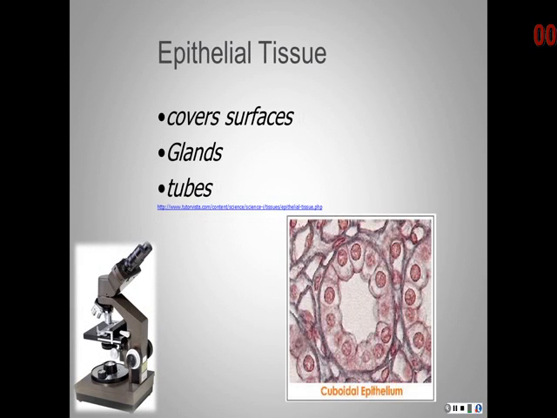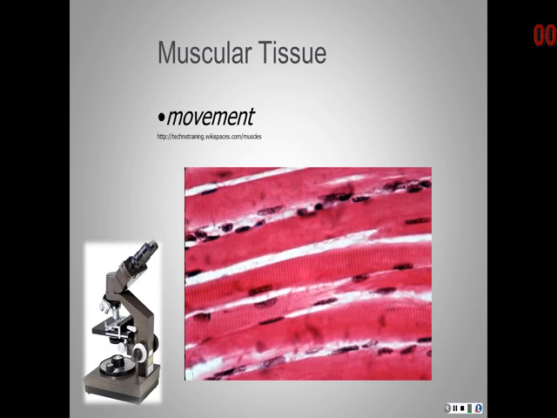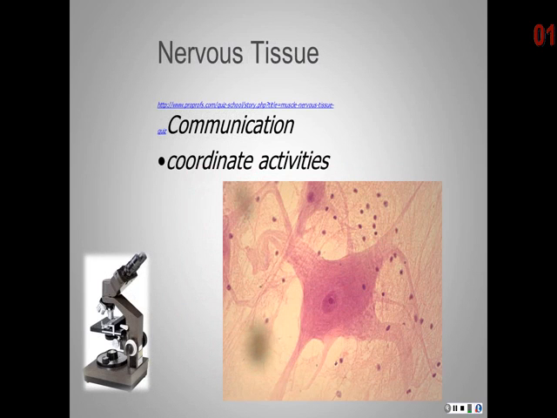The epithelial tissue is used to cover surfaces. It will also make up glands and line the surfaces of tubes inside the body. The connective tissue is going to support and bind tissues together. It is a very diverse group of tissues that may initially look completely unrelated. This will include our energy reserves as well as our immune system. The muscular tissue is used for movement as well as generating heat. The nervous tissue is used for communicating and coordinating activities.